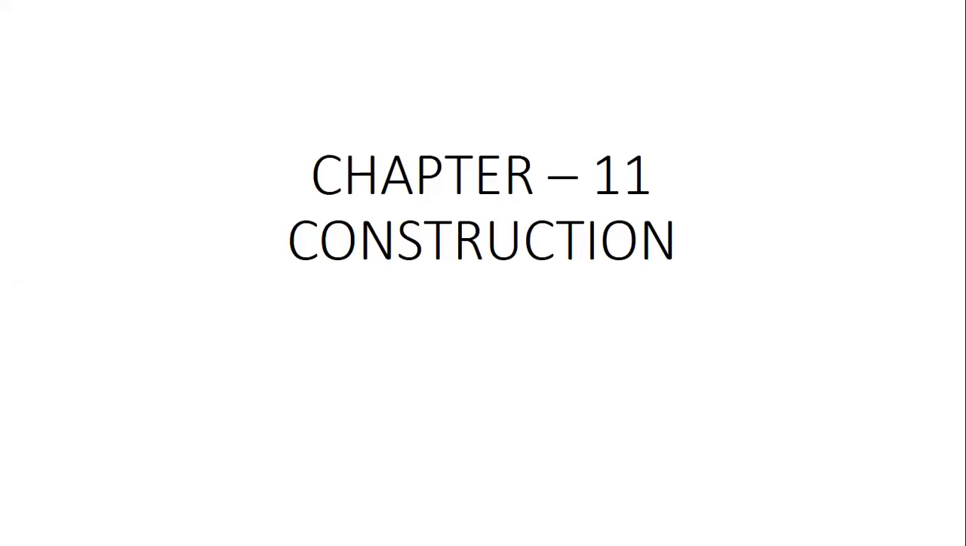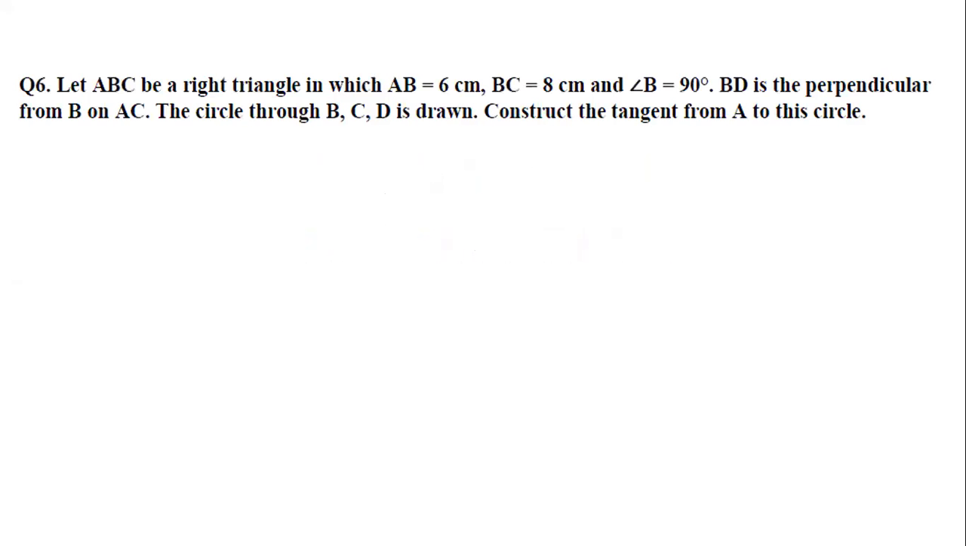Good morning. In this video, we are going to continue with chapter 11 construction. We had already seen how to divide a line segment in the given ratio and how to draw the tangent to a circle from an external point when the distance of the external point from the center is given and the angle made by the tangents at the external point is also given. So now let us move on to the last type of construction.